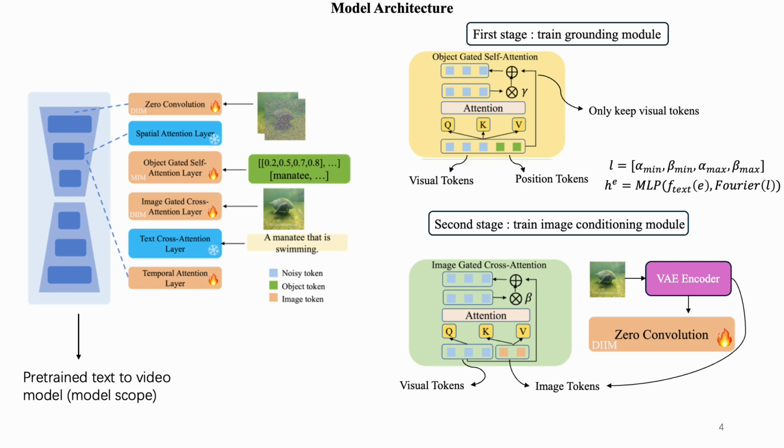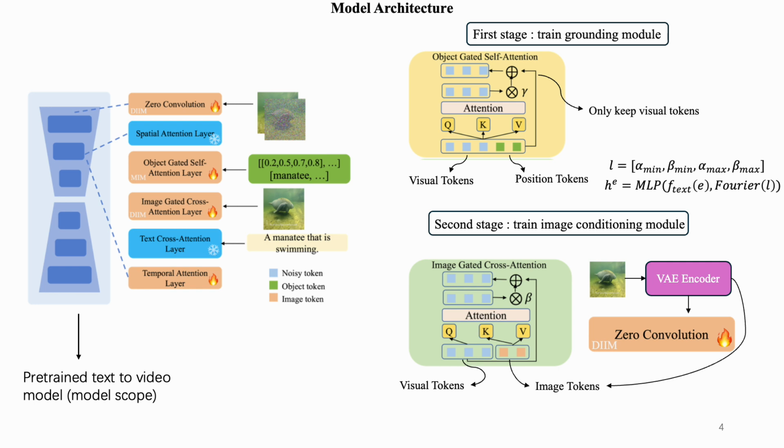To introduce the location information, we use the object-gated self-attention. In this module, the input is the visual tokens and also the position tokens, which contain the location information and also the category embeddings. We concatenate these two tokens, and then we do the self-attention. In the output, we only keep the visual tokens and we drop the position tokens.